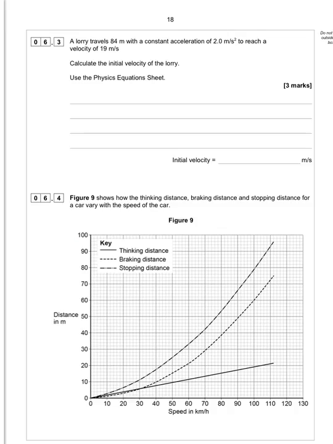So in this question, a lorry travels 84 meters with a constant acceleration. This word acceleration in the question immediately tells you that you cannot use the distance equals speed times time equation. That equation is only for when there is no acceleration. Here it's saying that the lorry is accelerating at 2 meters per second squared to reach a velocity of 19 meters per second.